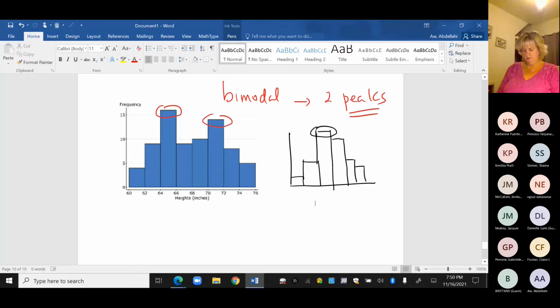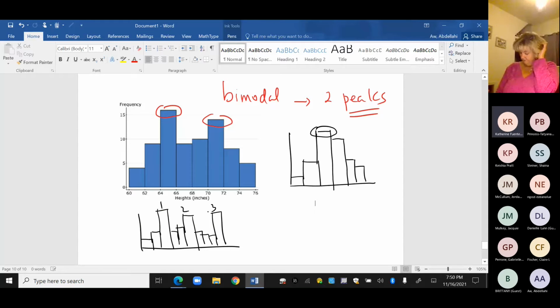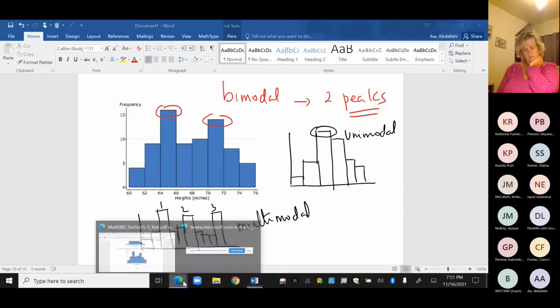If you have more than two modes, like this one here is a tall one, and then we have another one which is a tall one right here, and then we have another which is tall. So how many peaks we have here? 1, 2, 3 peaks, right? This is multimodal. That is just for some vocabulary, okay? This one is unimodal right here. Just for some vocabulary. Now we have another vocabulary.